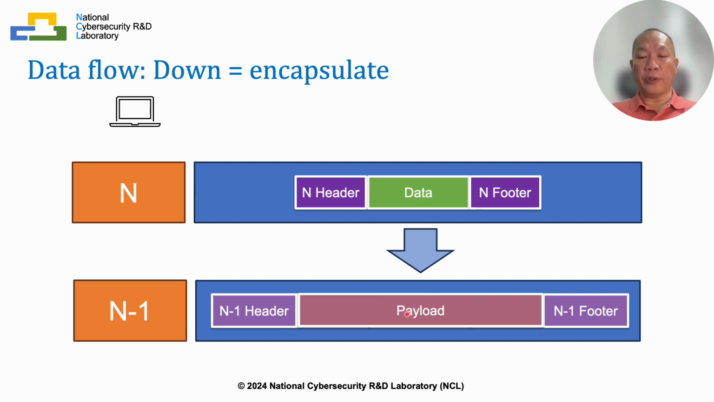right? And if you think about it, when you go to the N-2, this whole thing will be the data, and this whole thing will be the payload of the N-2 layer. Right? So this is what we call encapsulation. We add header and footer, which is the information required for the particular layer, and then we move it to the next layer. And in the next layer we'll add their own header and footer. Right?